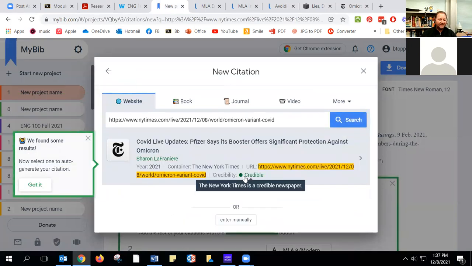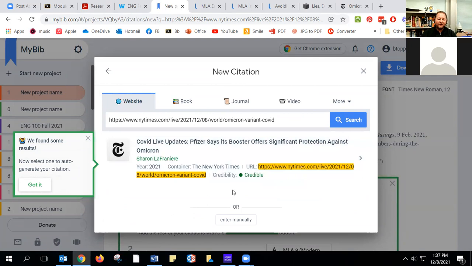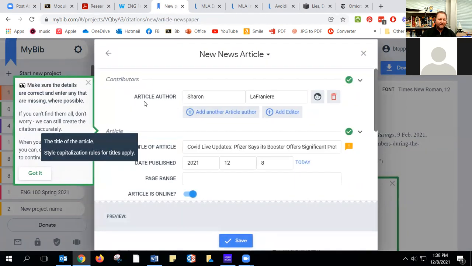And so here it even says, oh, credible. It's telling me, oh, the New York Times website is a credible website. That doesn't mean everything in every article is. It means in general, it's a credible website, right? But it's good to know. It's like, okay, yeah, it's that one. Pfizer says its booster offering stimulant protection, blah, blah, blah. Yep, that's it. So I click on it.